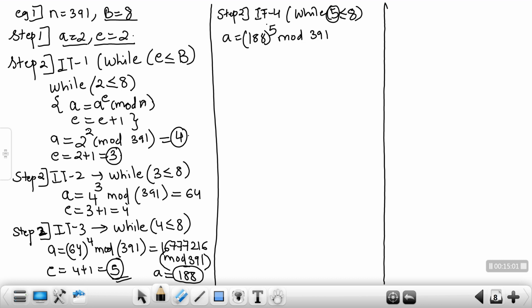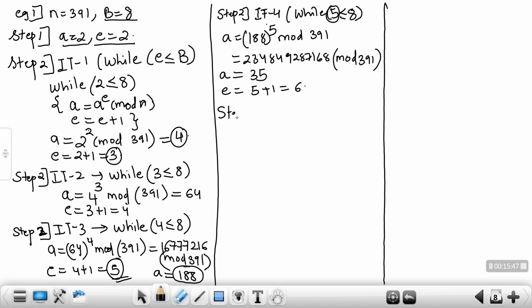So 188 raised to 5, when I calculate it on the calculator, I get a very big value. You can use modular exponentiation also to solve this problem. I get the value 234849287168. Please check when you are solving this problem whether you are getting this answer. Mod of 391, when I solve this problem, I get the answer as 35. So my new value of A is 35 and E is nothing but E plus 1, that is 5 plus 1, which will be equal to 6.